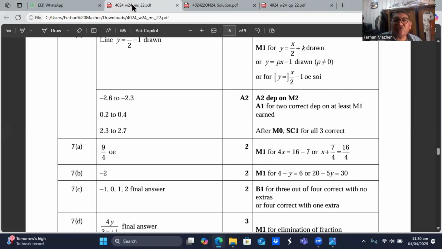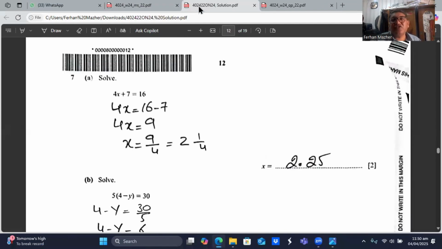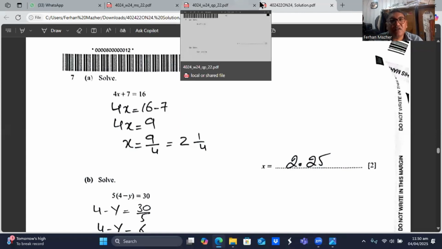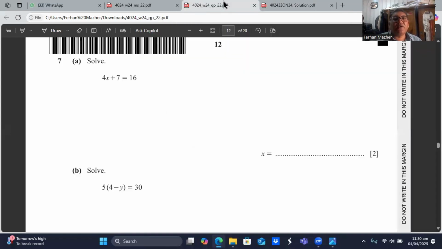2.25. So 9 by 4 is the answer, sir, which is the right answer. Oh, sorry, switch the position. Okay, so we are going to the next part.